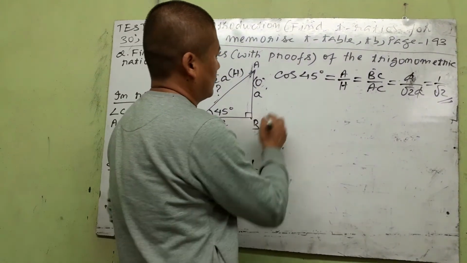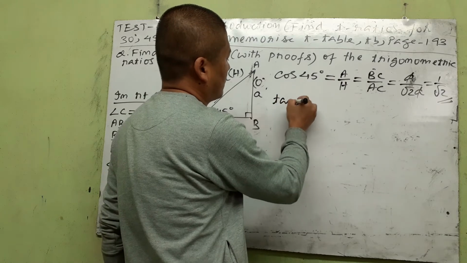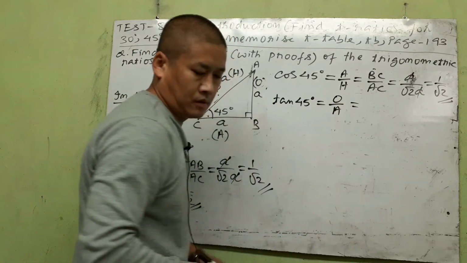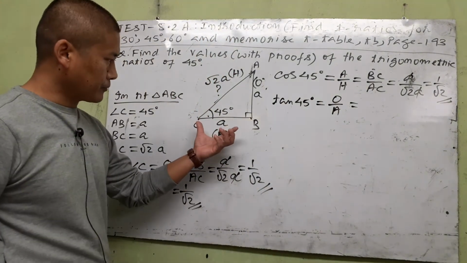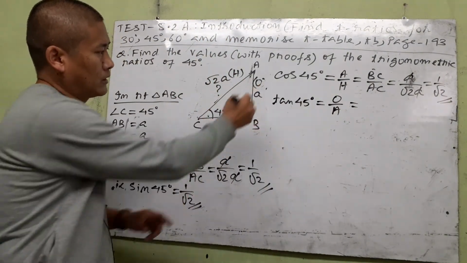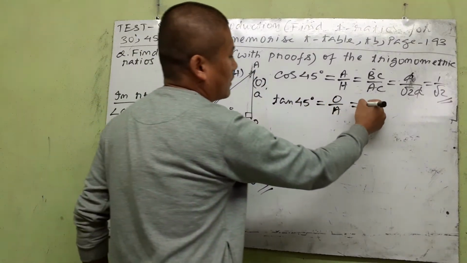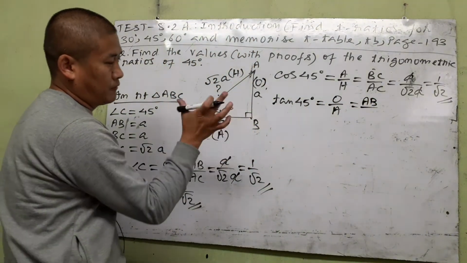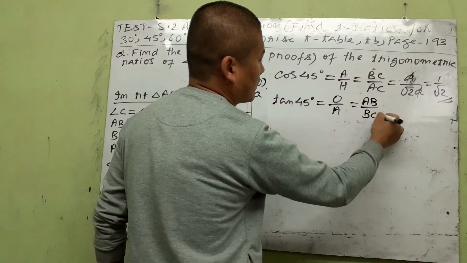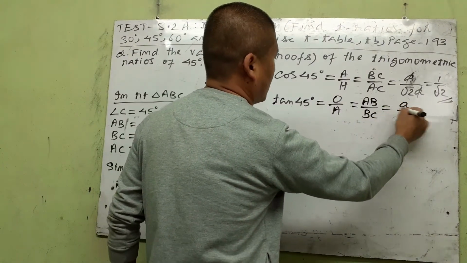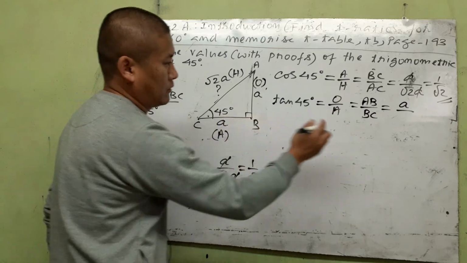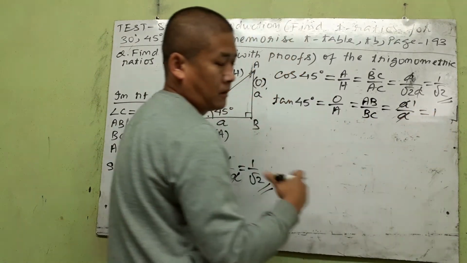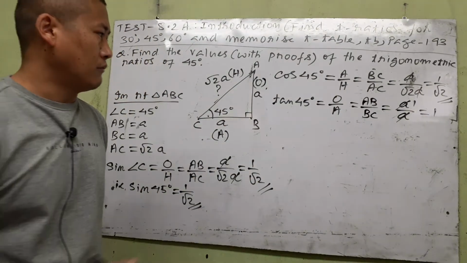The next trigonometric ratio is tan 45 degrees, opposite by adjacent. So here opposite is AB, by adjacent, BC. So AB is A and BC also A. So A divided by A means 1. A number divided by itself is 1, right?